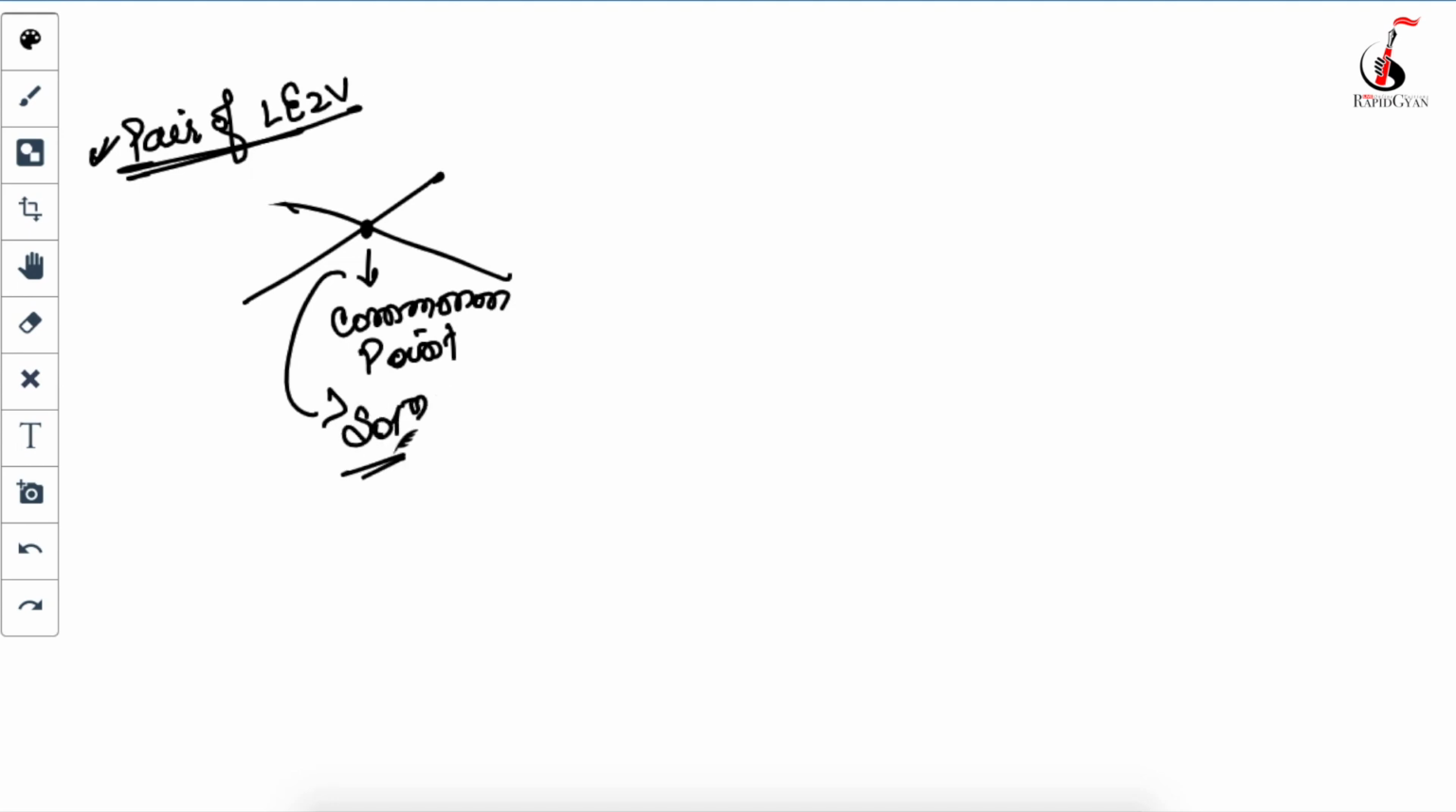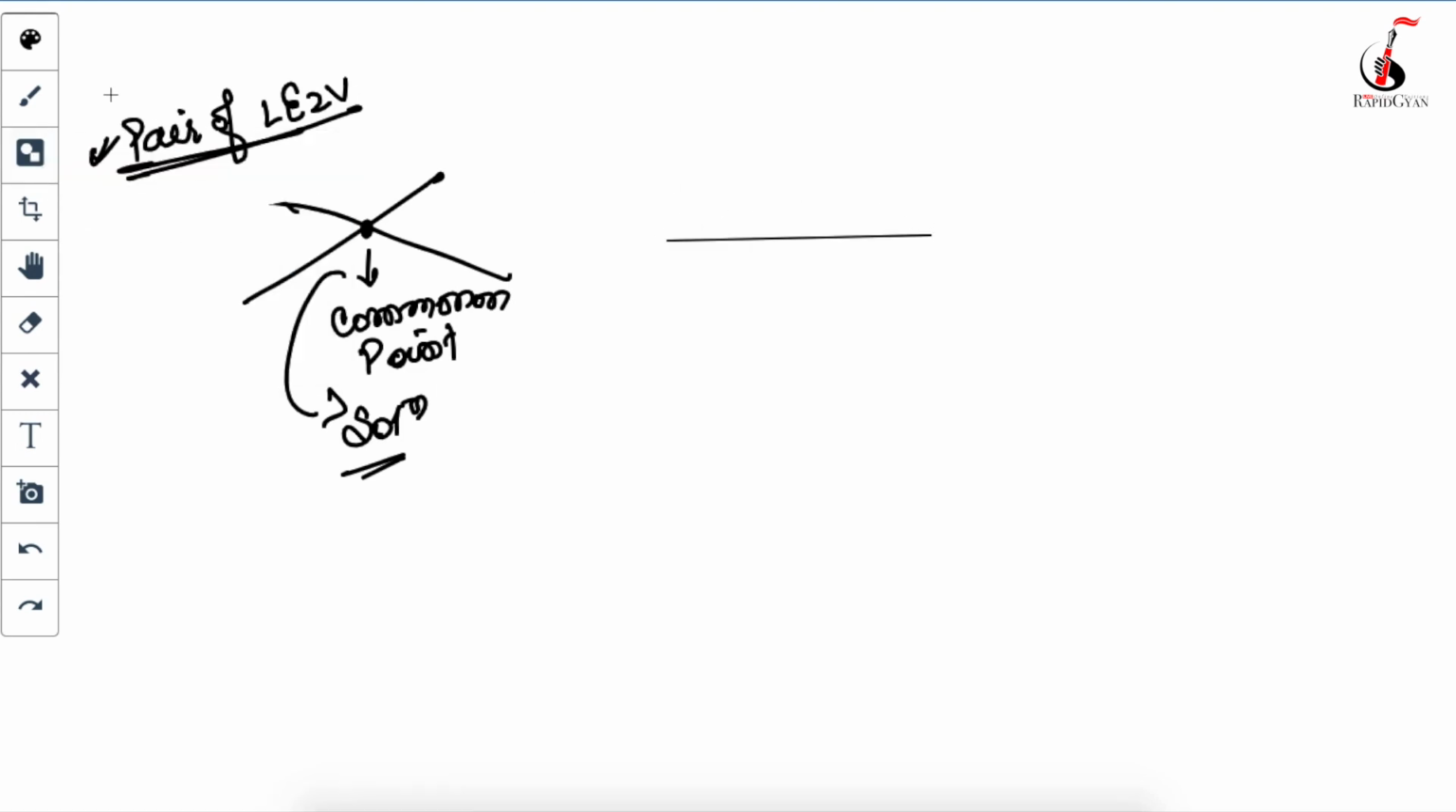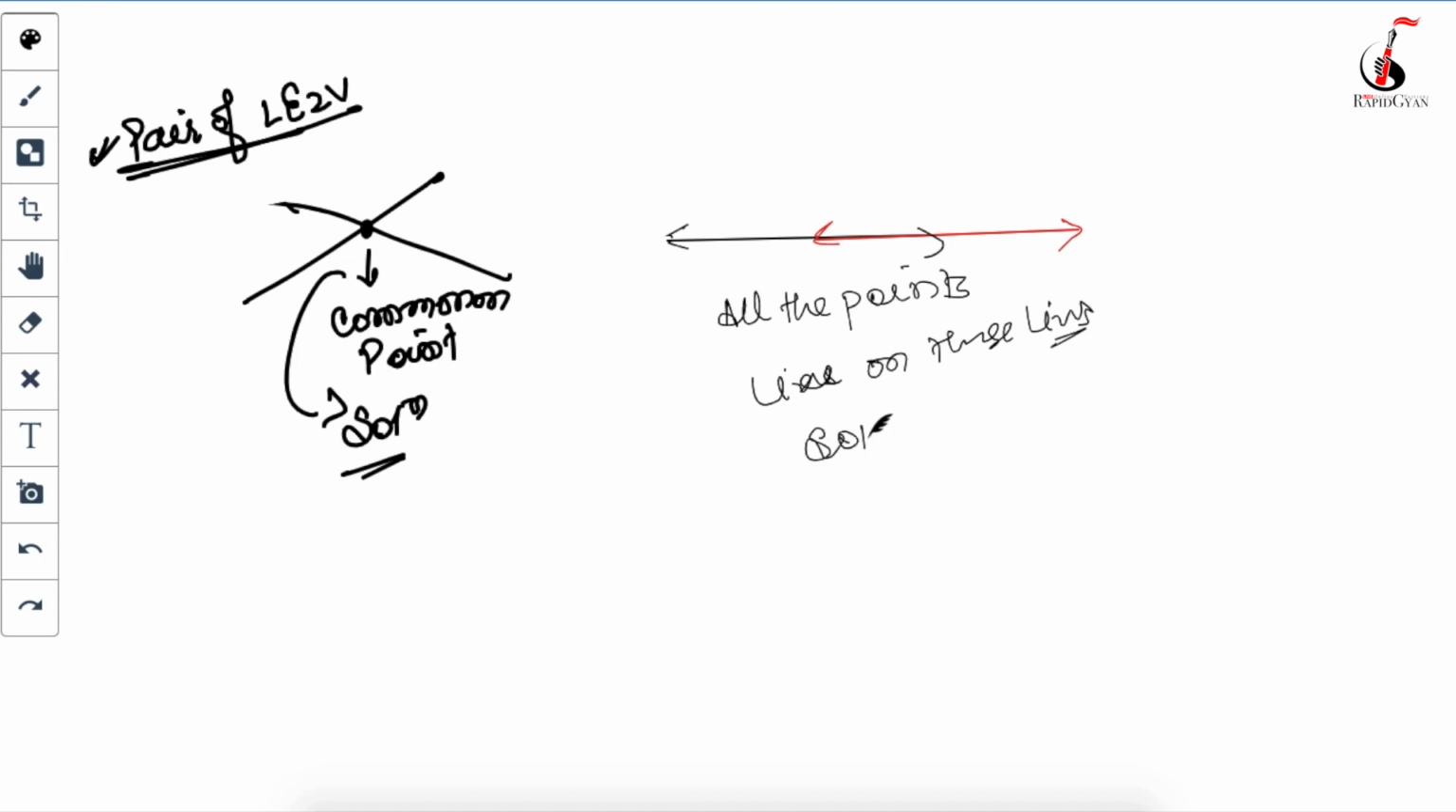Correct? The next case I have told you is that those two lines will coincide with each other. So one line is this, and another line is something like this. So those two lines are going to coincide with each other. In this case, all the points lie on these lines, and you can consider that as the solution.